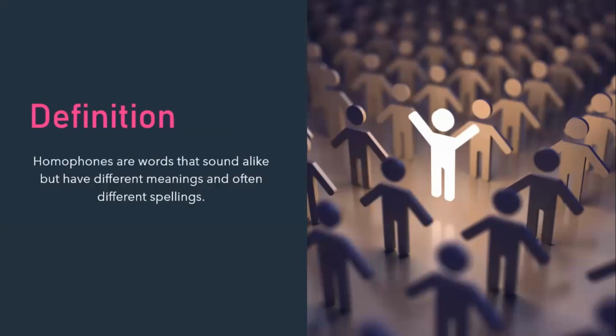Let's learn the definition of homophones. Homophones are words that sound alike but have different meanings and often different spellings. They add an extra layer of complexity to the English language, challenging both native speakers and learners alike.